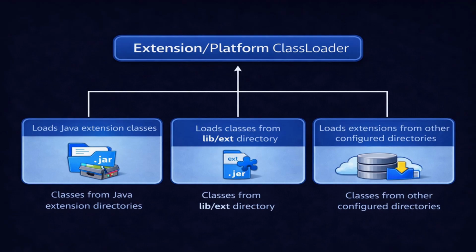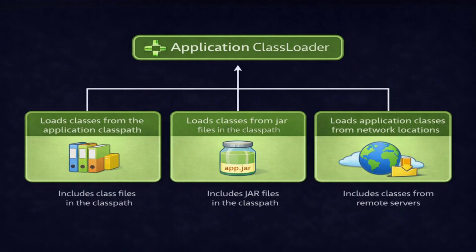Now let's see what is the extension or platform class loader. The extension class loader loads extra classes that add new features to the basic platform. These extra classes are called extension classes. Usually it looks for these classes in a special folder named ext or lib inside the Java installation. It also loads extension classes from other folders, which helps Java do more things than the core basic Java features.